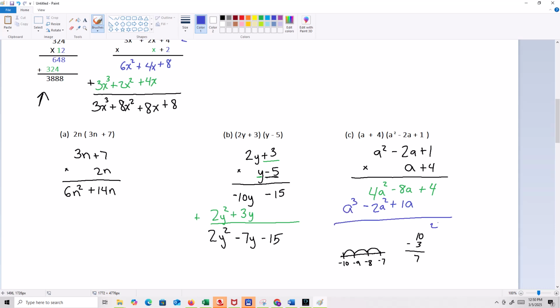Combine the like terms, and we get a positive 4. And then we have minus 8a plus 1a, if we're at negative 8 on the number line and we go positive 1, we'll end up with a negative 7a. And then 4a squared minus 2a squared equals positive 2a squared, and then a cubed.